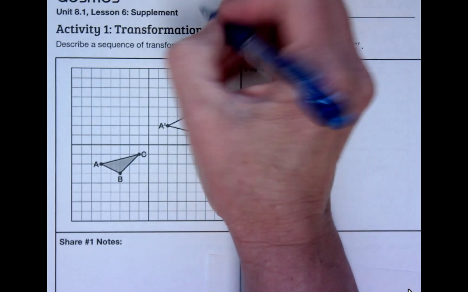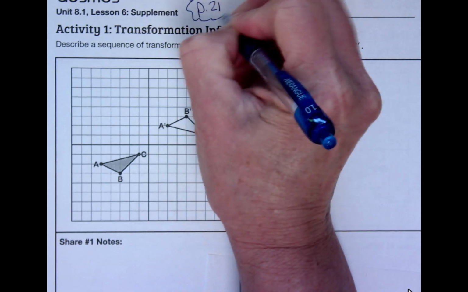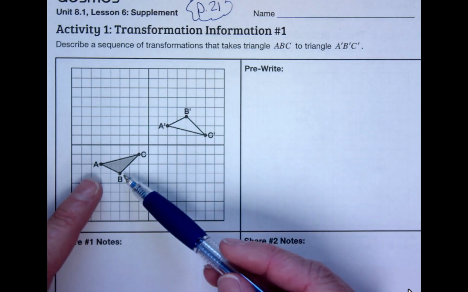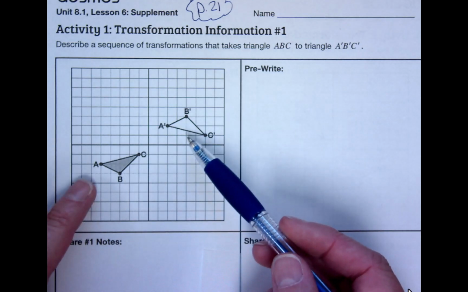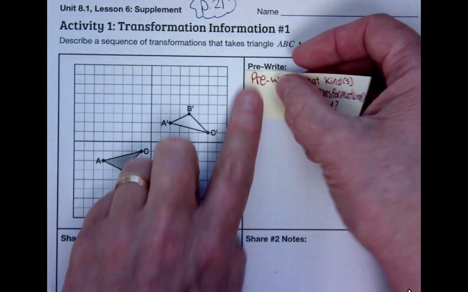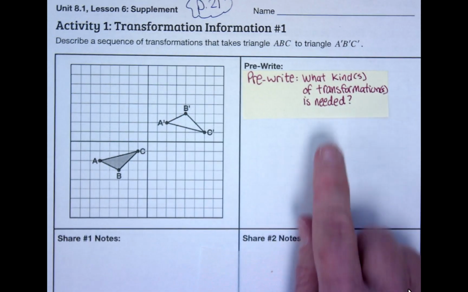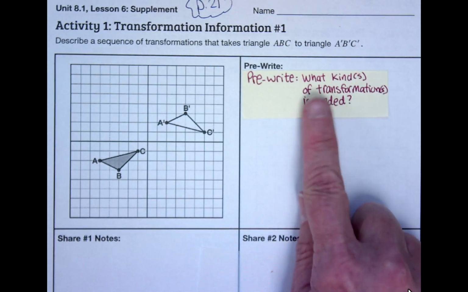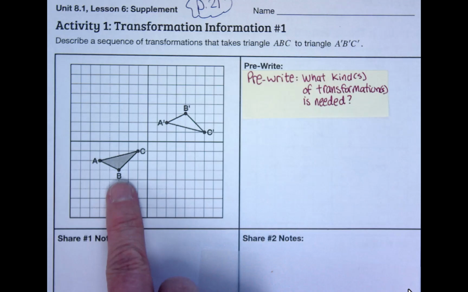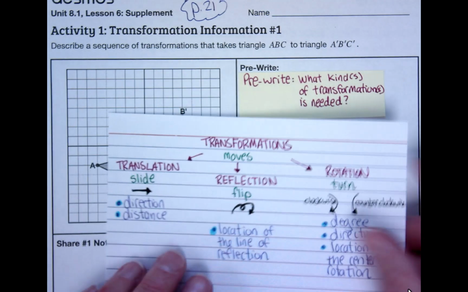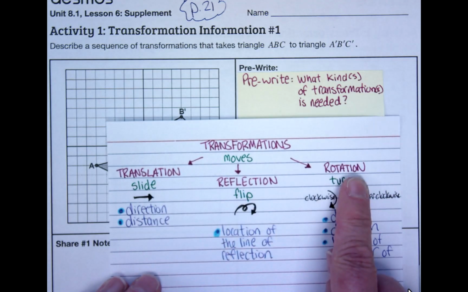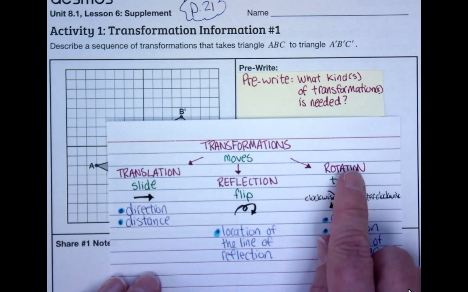So in your notebook, we're on page 21. And instead of being overwhelmed by how to transfer this figure onto that one and how we would describe it, we're going to break it down into a few steps. Not exactly what Desmos had in mind, but I'm still going to use their space. We're going to start just by figuring out what kinds of transformations we're going to need to move the pre-image to the image. And we've just got three choices: translations, reflections, and rotations. We might need more than one of them, but there's just three choices.